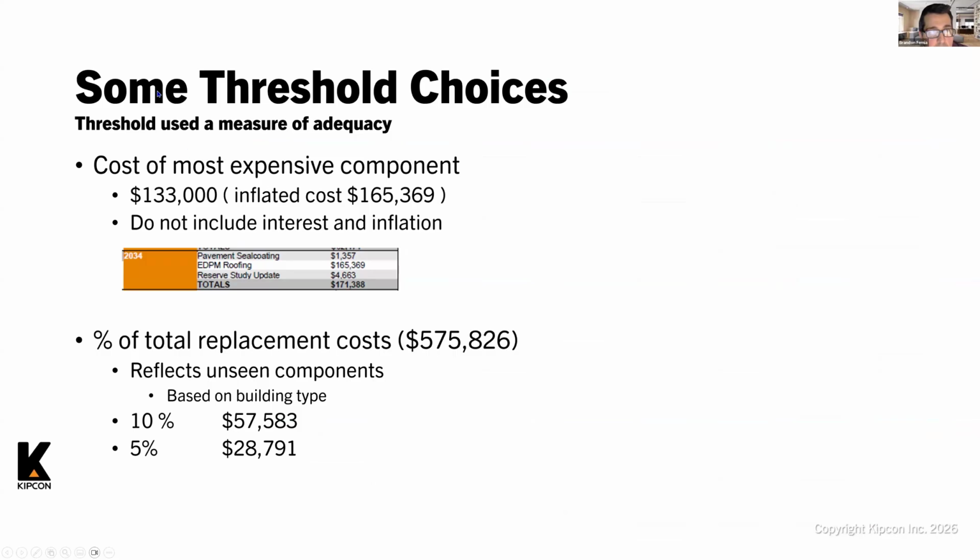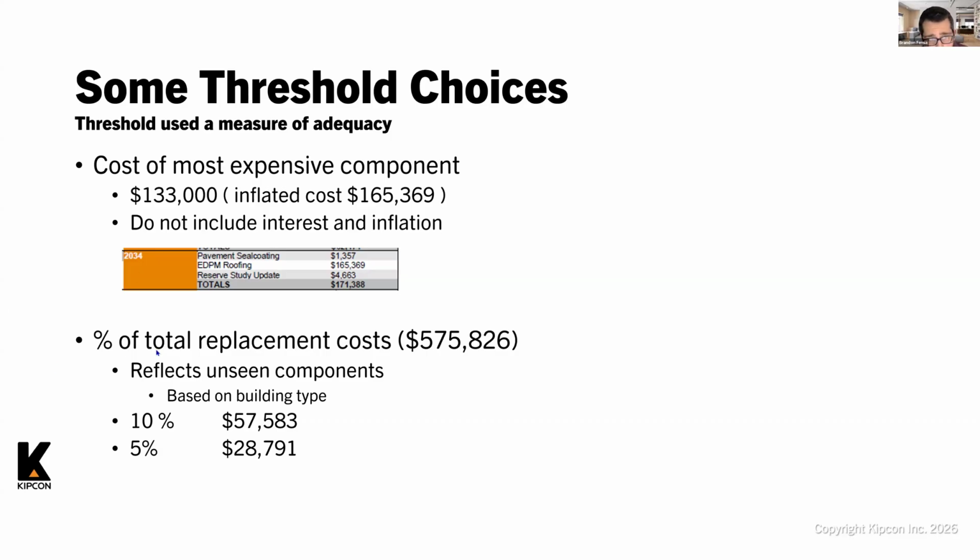So the cost of the most expensive component in the previous example, $133,000. A lot of times communities use that as a threshold and say, okay, we need to make sure we have at least this much money so that, God forbid, if this fails, we can pay for it. Now, this study does include inflation. Again, whether you want to include inflation and interest as well, that's up to each individual association. Typically we do include it as a standard, but many times it's not necessary, especially now with updates being needed every few years. So just keep that in mind.